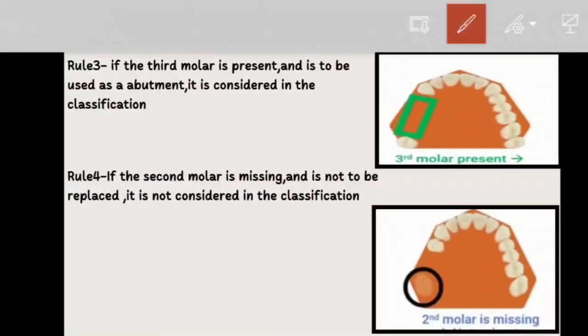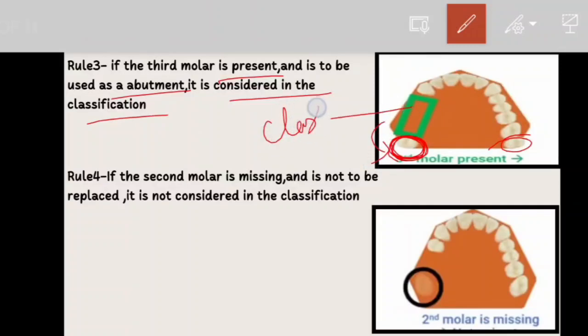Now rule number 3: if the third molar is present and it is used as an abutment, then it is considered in the classification. So you see the third molar is present there also, and we will be taking the support from the third molar. So it comes under class 3.